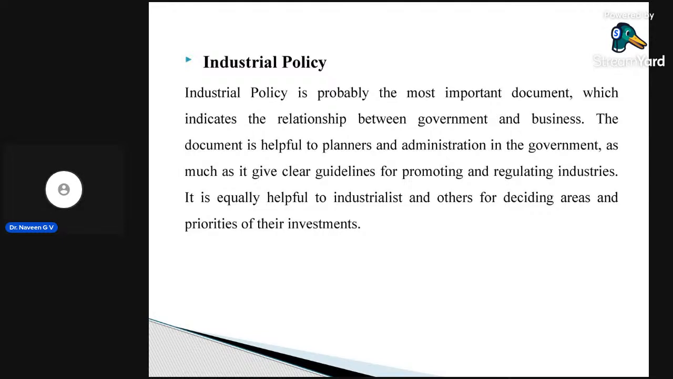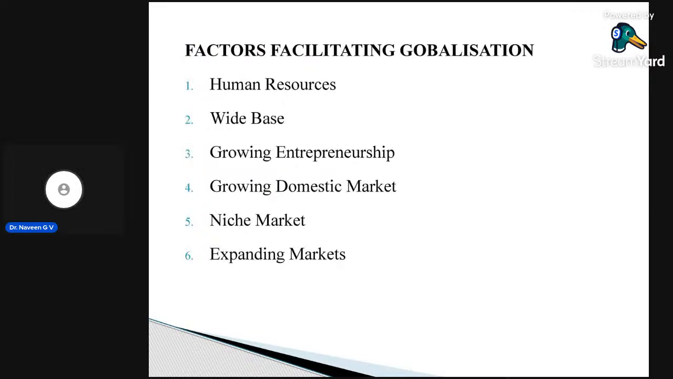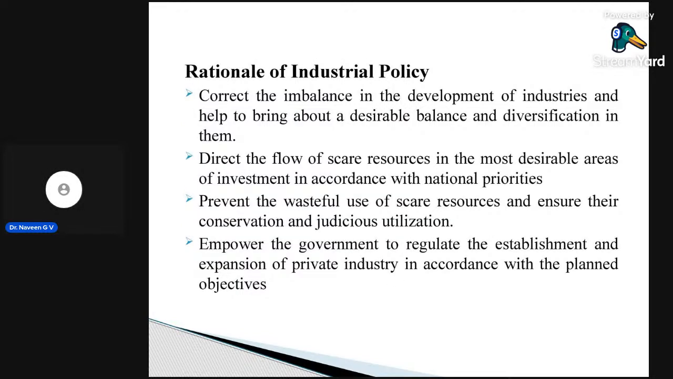Industrial policy is playing a crucial role, and the factors facilitating globalization under industrial policies are human resources, wide-based growing entrepreneurship, a growing domestic market, growing niche markets and expanding markets. Rationale of industrial policy: it means to correct imbalance in the development of industries.